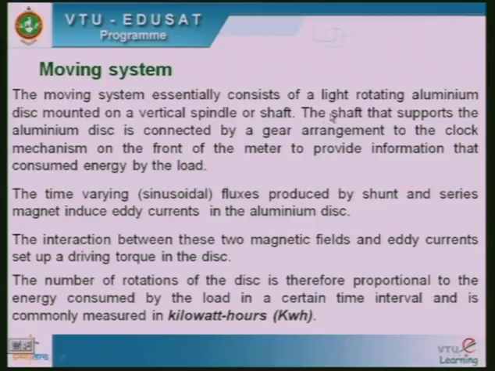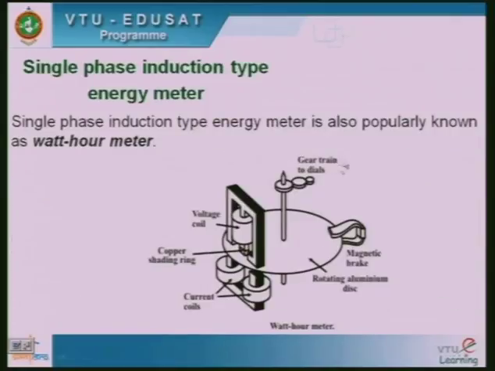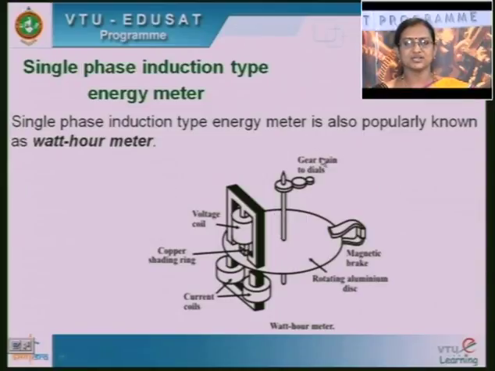The moving system consists of a light rotating aluminum disc mounted on a vertical spindle or shaft. The shaft that supports the aluminum disc is connected to a gear arrangement, what I explained already in this system. See, this is the aluminum disc, it is connected to the spindle. The spindle is attached to this gear system.